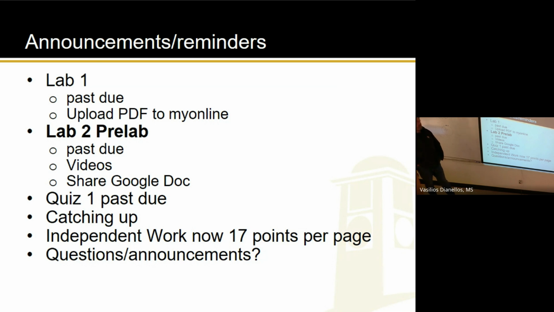Independent work is now dropped back down to 17 points per page. Hopefully you see a trend there, right? Eventually it's going to get back down to what it says in the syllabus, which is 10 points per page. So now's your time to write some papers. And remember, there is no minimum or maximum. You could write a paper that's 2 sentences long, right? Just send in some papers. Do you guys have any questions or announcements? Anything you want to share with everybody else? All right, let's jump back into it then.